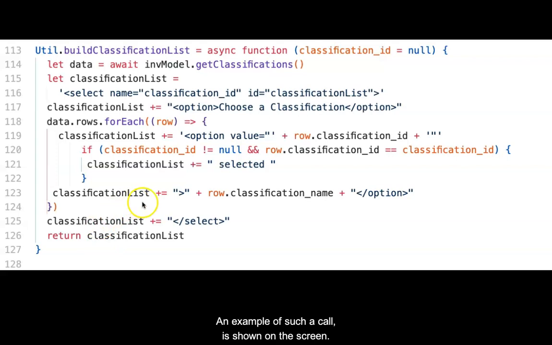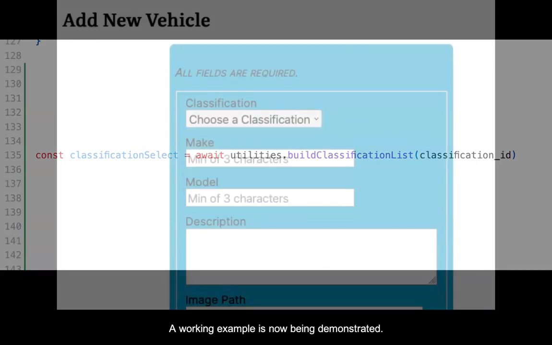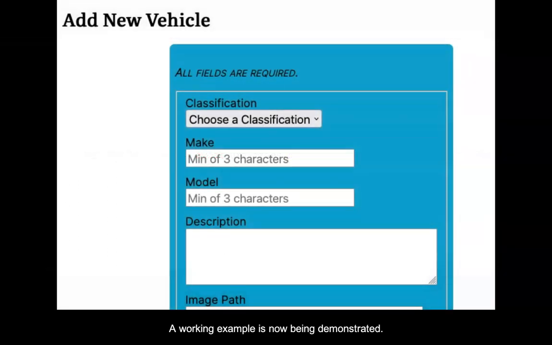An example of such a call is shown on the screen. All of this is to allow stickiness, the redisplaying of previous values, in a form input, but in this case specifically to a dynamic select list. A working example is now being demonstrated.